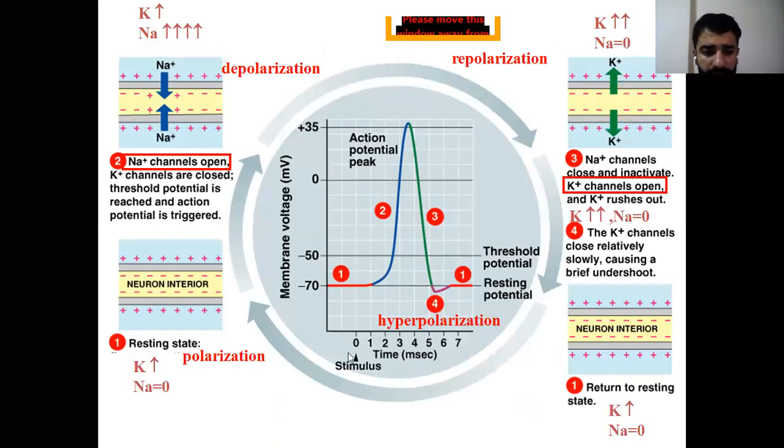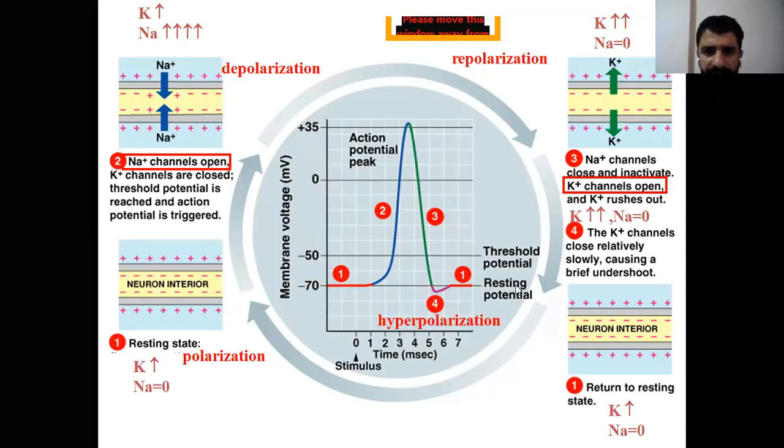First of all, you have to know in the resting state, you have K+ number increases and the potassium equal to 0. We have polarization. Number 2, whenever Na+ channels open, we have depolarization, moving away from the negative to the positive. Number 3, we have the K+ channels, they open. That's why it dropped, the electronegativity becomes more in the inside. Number 4, the K+ channels close relatively slowly, and this will cause the hyperpolarization. And number 1, it goes back to the resting potential.